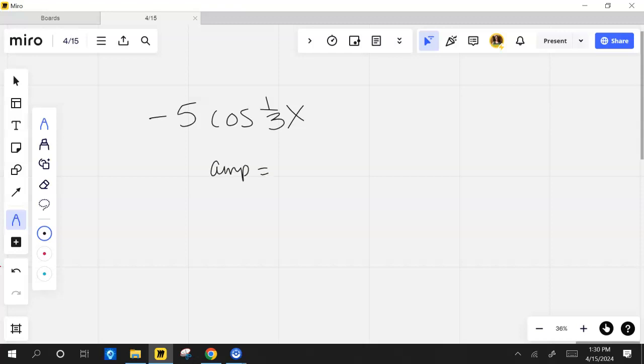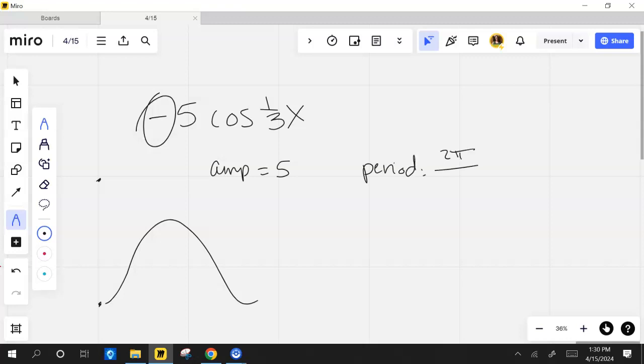Now, this one also has something else going on. What is it? It flips, right? It flips because of this negative. So instead of starting up here, it's going to start down here and go through. It's got an amplitude of 5, so it's really tall, really stretched out. How long does it take it to make a period? What's the period?